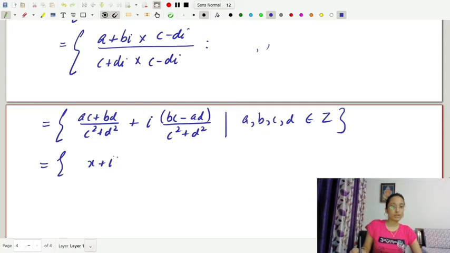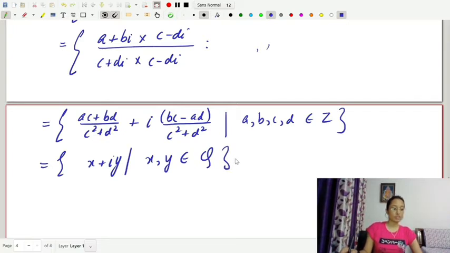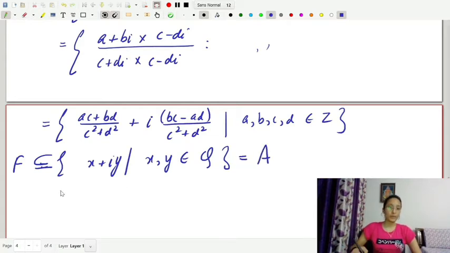x plus iota y for x and y belonging to Q, the rationals, or we can say that F is a subset of this x plus iota y. We assume this as set A.